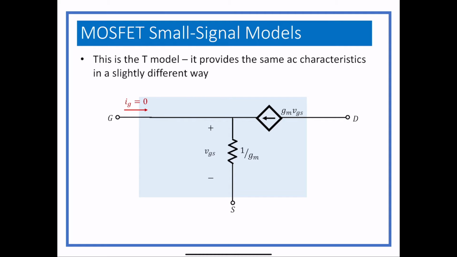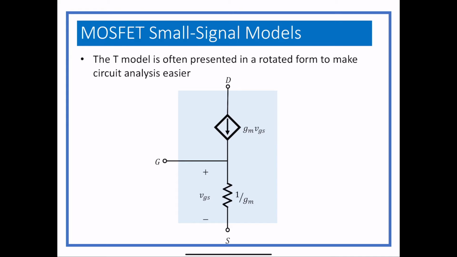The last thing that happens with this model, it's usually rotated. So it usually looks like that. So all I did was take the one arm and flip it up. That is known as the T model. And especially if there's a resistor from the source to ground, this one is much easier to use than the previous one. So in circuits where there's a resistor from the source to ground, that makes the analysis easier.